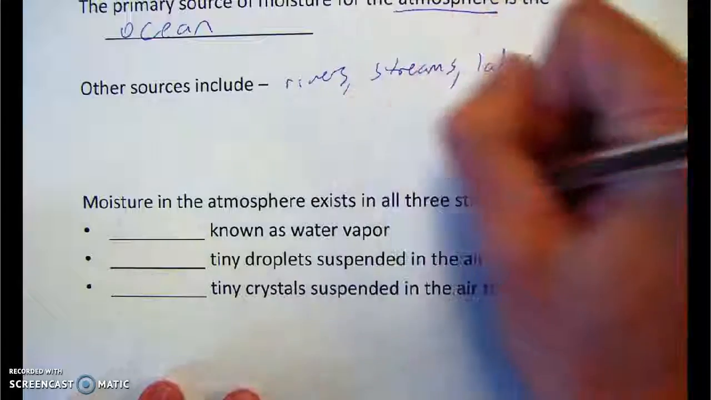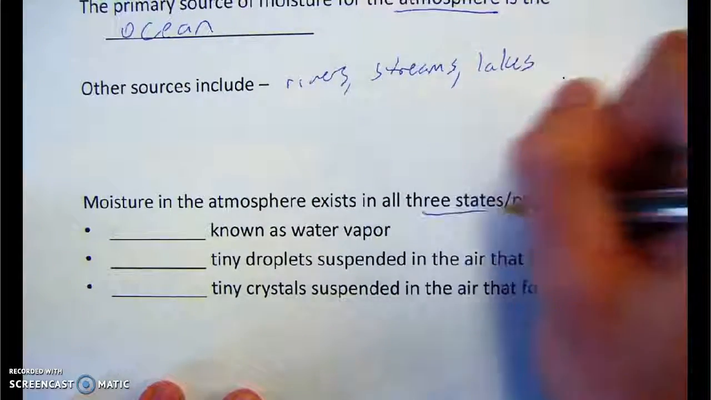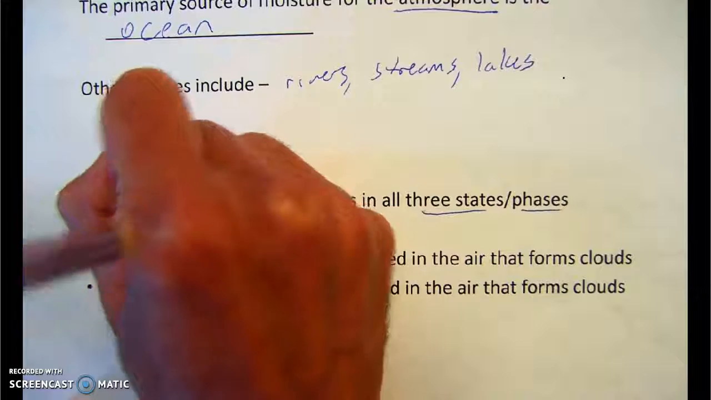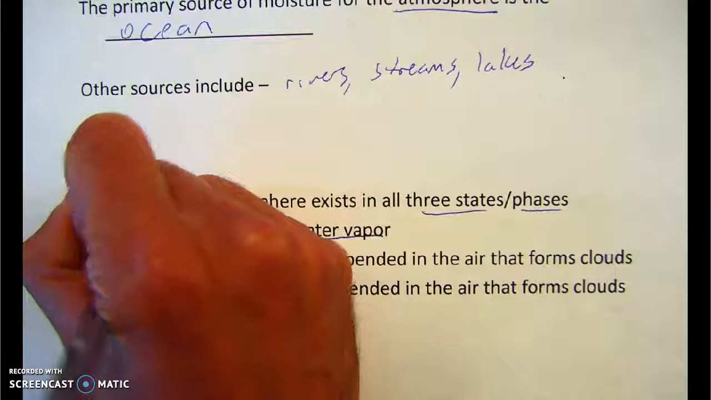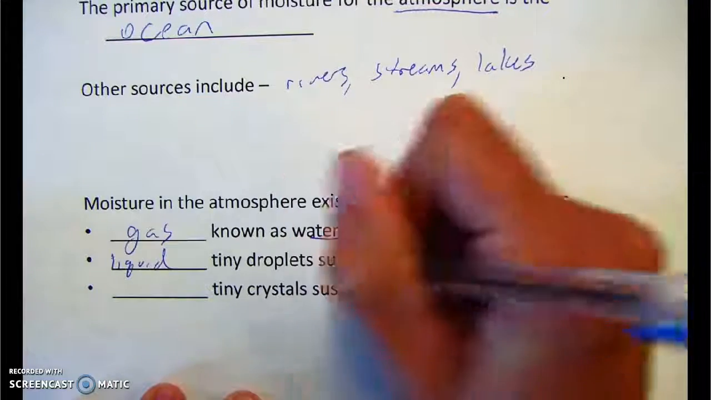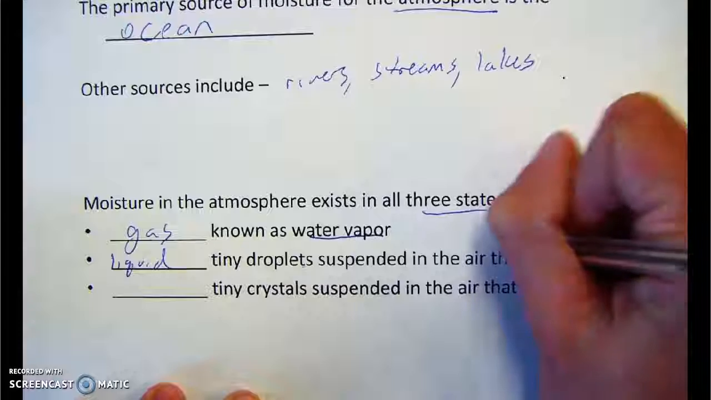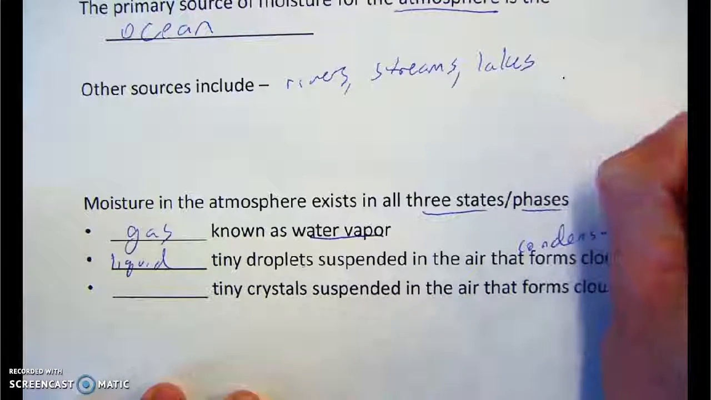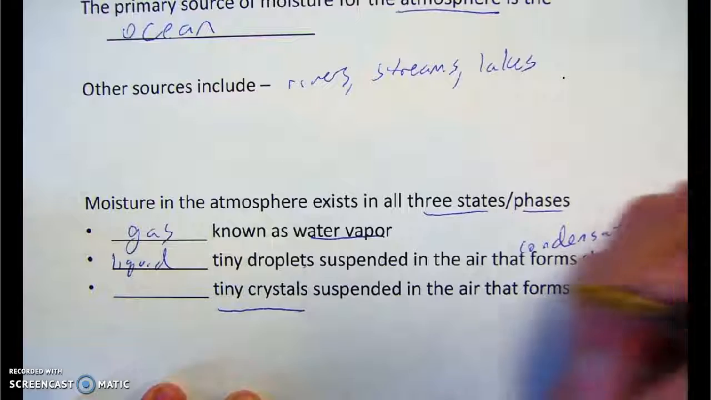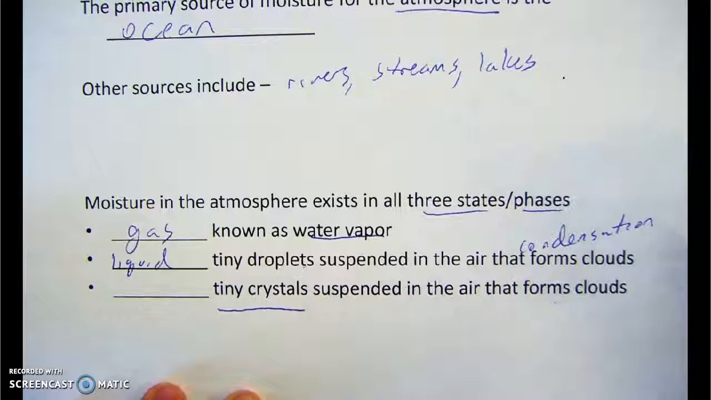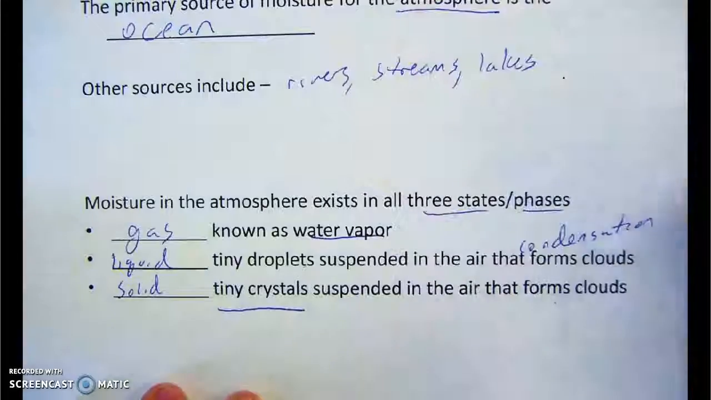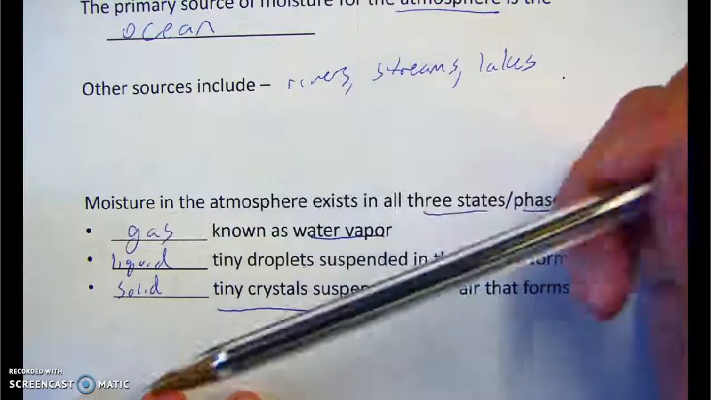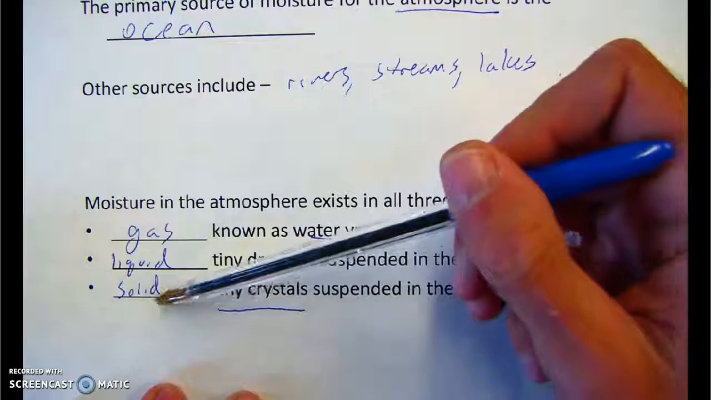Well, when we're talking about water in the environment, we have all three states or phases. As a gas, we would call it water vapor. As condensation, or liquid, we have the tiny droplets suspended in the air. This is our condensation. And we even have tiny little crystals of ice suspended in the air that form clouds. A lot of people don't realize many clouds are actually made up of little ice crystals, and we have solid. So even within the atmosphere, we have water in the form of a gas, a liquid, and a solid.